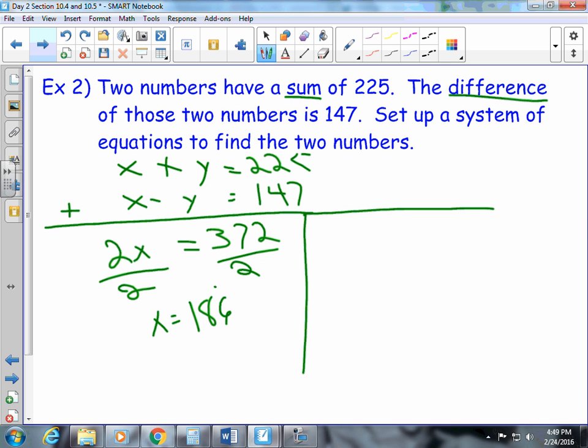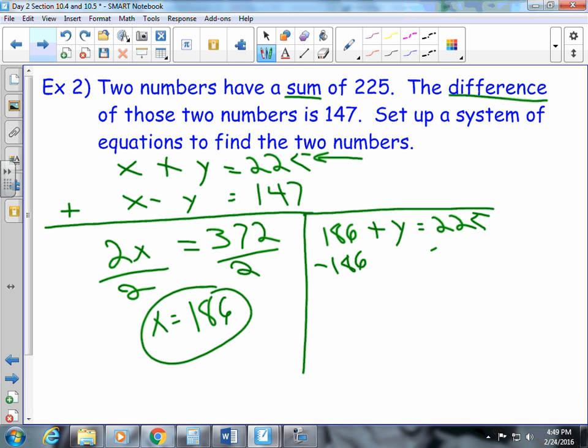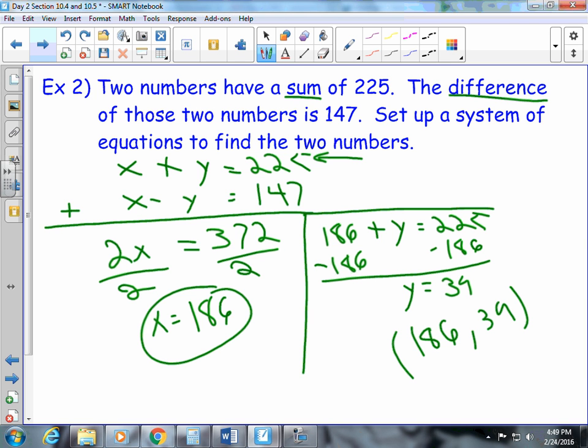And now I'm going to plug in 186 for one of the x variables. So I'll pick the first equation. So I get 186 plus y is equal to 225. Subtract 186 from both sides. Y is now equal to 39. So again, 186, comma 39 is where these two, if I were to graph those two lines, they'd intersect, but now they relate to two numbers where their sum is 225 and their difference is 147. You can plug those back into the equations to check their answers if you feel like you need to do that. Okay, so first two examples, pretty straightforward.